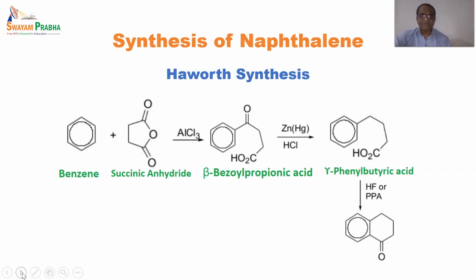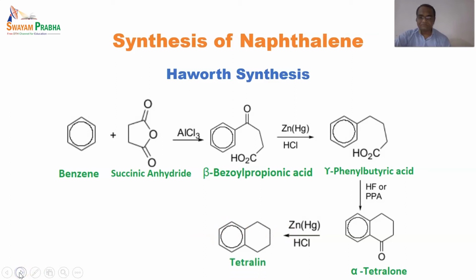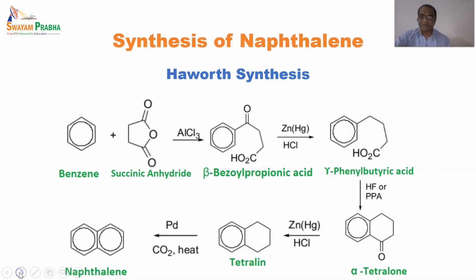After that, for cyclization, hydrofluoric acid is utilized, and a similar reaction is carried out to reduce this carbonyl. So this alpha tetralone is now reduced. This reduction with zinc amalgam in acidic condition reduces only the carbonyl, and it forms tetralin, and this tetralin is heated in the presence of Pd, and now it forms naphthalene. So it is quite a lengthy process, but it is one of the important synthesis methods for naphthalene.